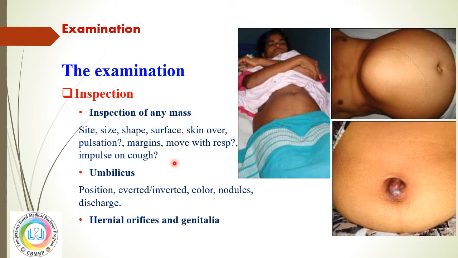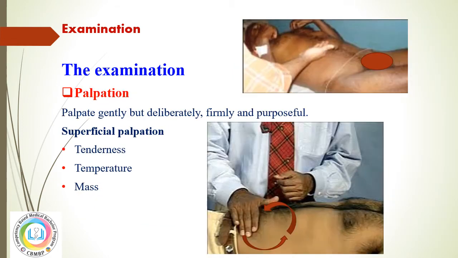I also inspect the umbilicus for its position, shifted up or downward or to one side, everted or inverted, its color, any nodules or discharge coming out from the umbilicus. In this photo, we can see a nodule in the umbilicus. Also, we inspect the hernial orifices, like the area of the groin, while the patient at rest and during coughing to detect if there is any hernial swelling.